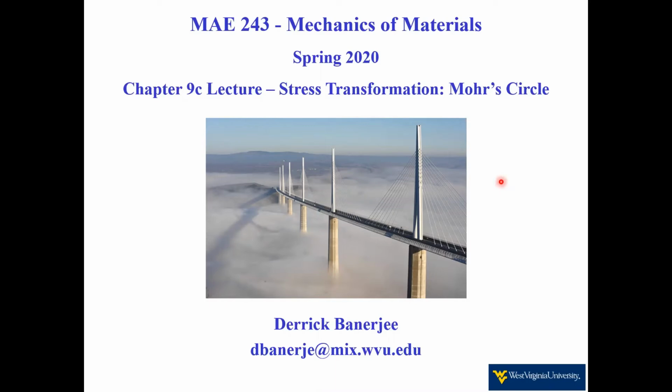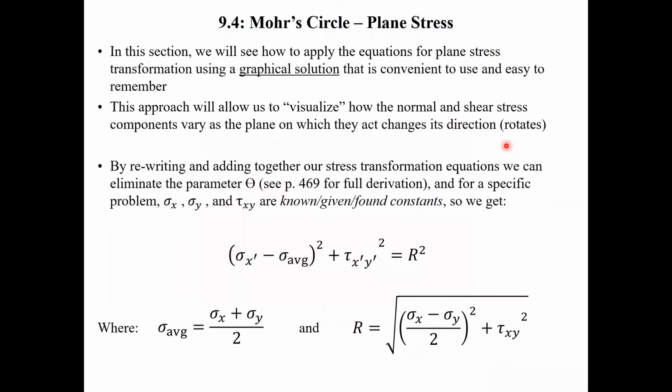All right, now for the third set of 4 of the Chapter 9 lecture slides. We're still talking about stress transformation, and now we're going to introduce Mohr's circle. So in this section, we're going to see how to apply those equations that we've derived from our previous sections in Chapter 9 for plane stress transformation using a graphical solution. That's going to be more convenient, easier to use, and I think a lot easier to just remember.